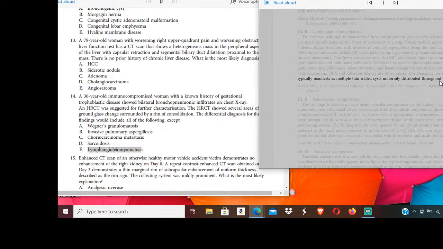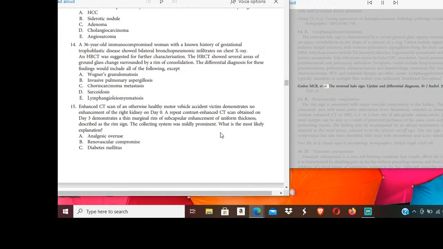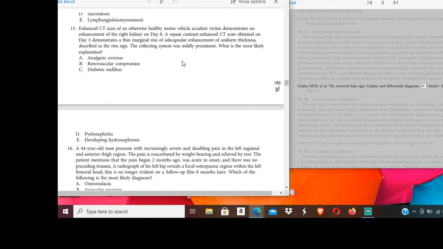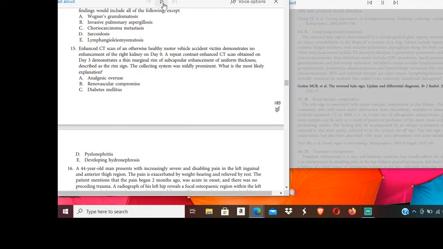Godoy MCB, et al. The reversed halo sign, update and differential diagnosis. BJR Radiol. 2012, 85, 1017-26.